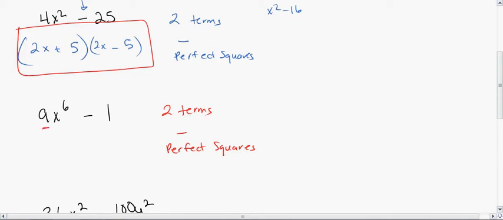So for sure, the 9 is a perfect square. That would be a 3, right? 3 times 3 is 9. And 1, that's kind of weird, but yeah, the square root of 1 is just 1, so I know that's a perfect square. But what about this x to the 6th, this part right here? Let's think about that for just a second. Okay, to be a perfect square, that means that I can rewrite something as something times itself. So what times itself would give you x to the 6th? Let's think about that.